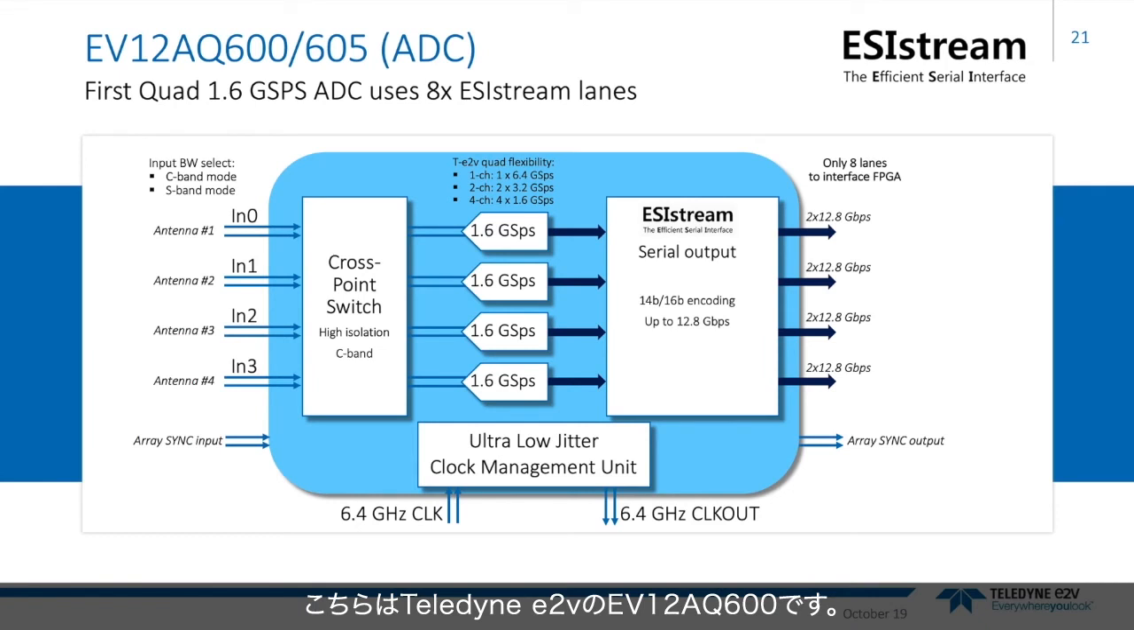This is Teledyne e2v's EV12AQ600 ADC. It's a quad 1.6 gigasamples per second ADC, which uses 8 ESIstream output data lanes. Quite unique about this product is the high bandwidth crosspoint switch on the input side of the chip. This enables input signal routing to any of the 4 individual ADC cores. Rather usefully, this crosspoint switch enables interleaving between the cores to improve the flexibility of the converter itself. The crosspoint switch features a 3 dB analog input bandwidth over 7 GHz.